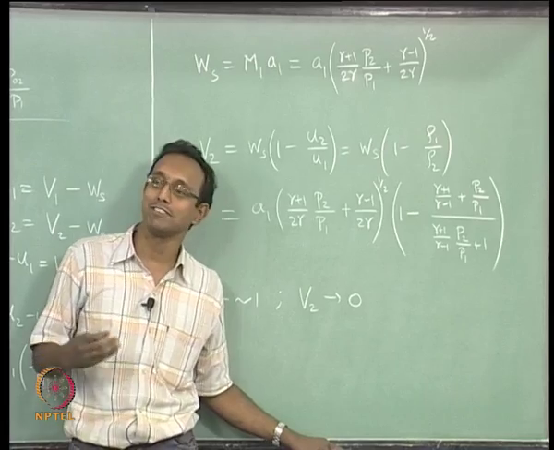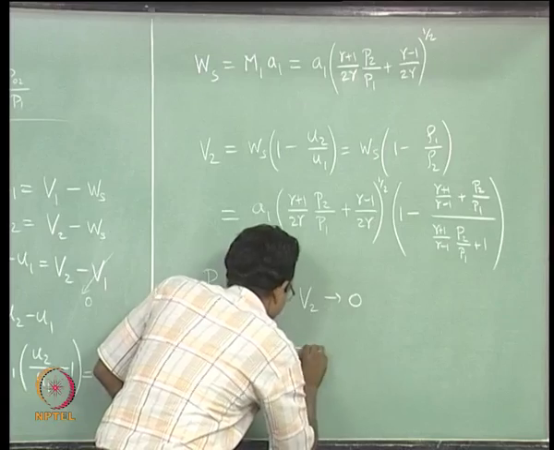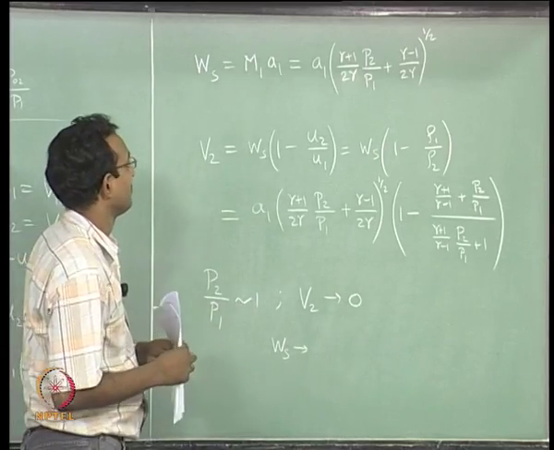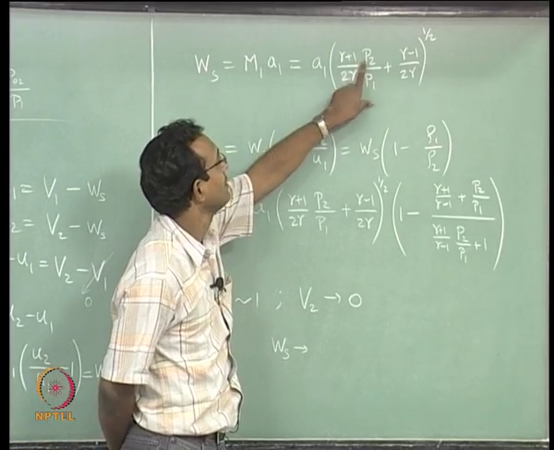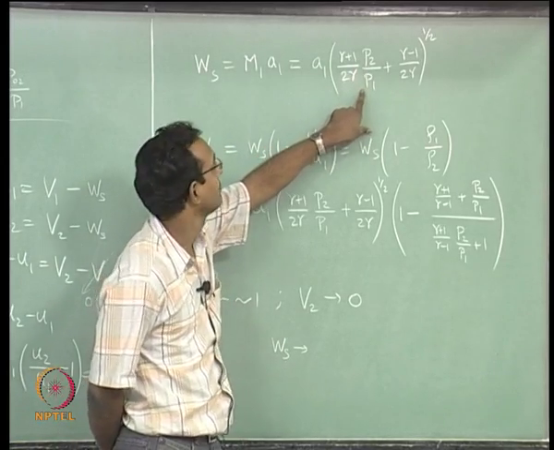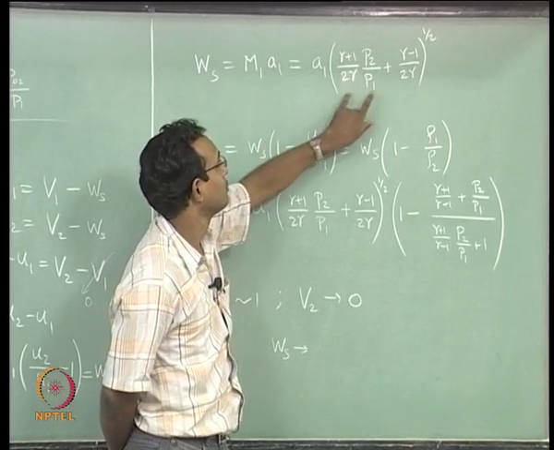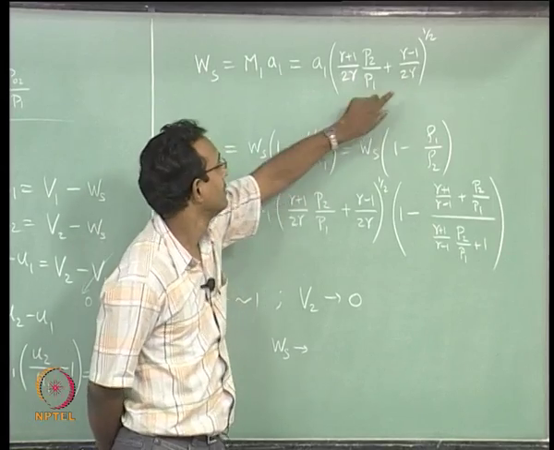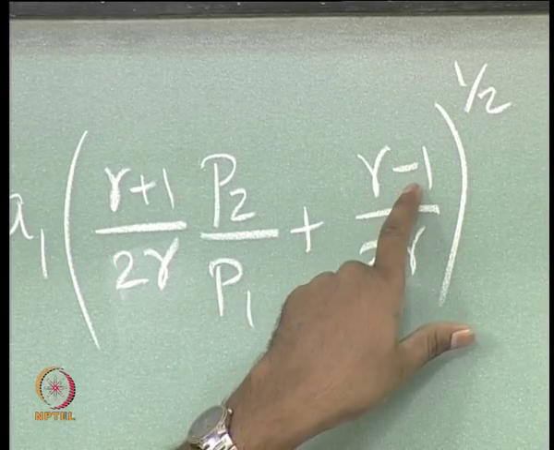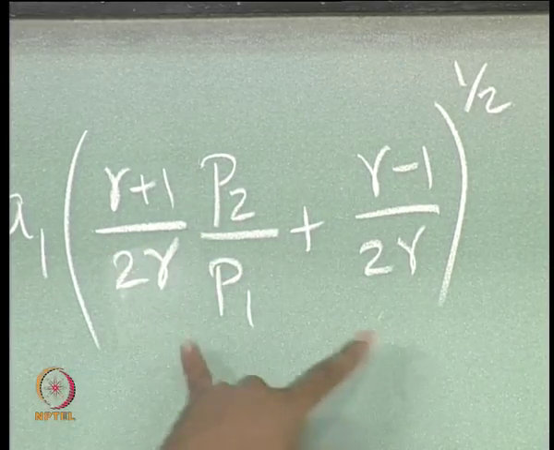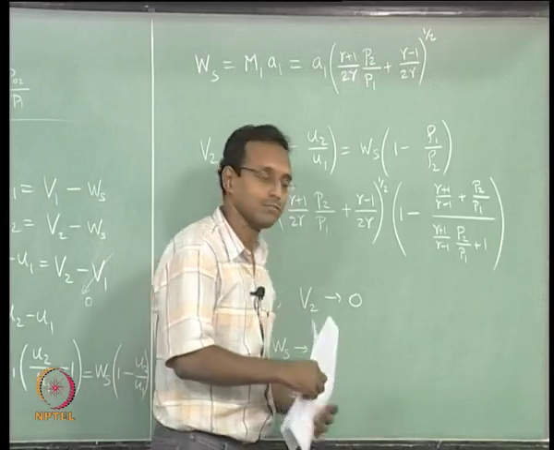Now, what is the speed at which this wave will travel? That is the next question. Ws. I want to find what it tends to. I am going to look at this top expression and again set P2 by P1 equal to 1. What is going to happen? P2 by P1 becomes 1, gamma plus 1, both the denominators are the same, 2 gamma. So, just add the numerators, gamma plus 1 plus gamma minus 1, minus 1 and plus 1 cancels, 2 gamma by 2 gamma becomes 1, square root of 1 is 1. So, it becomes A1.